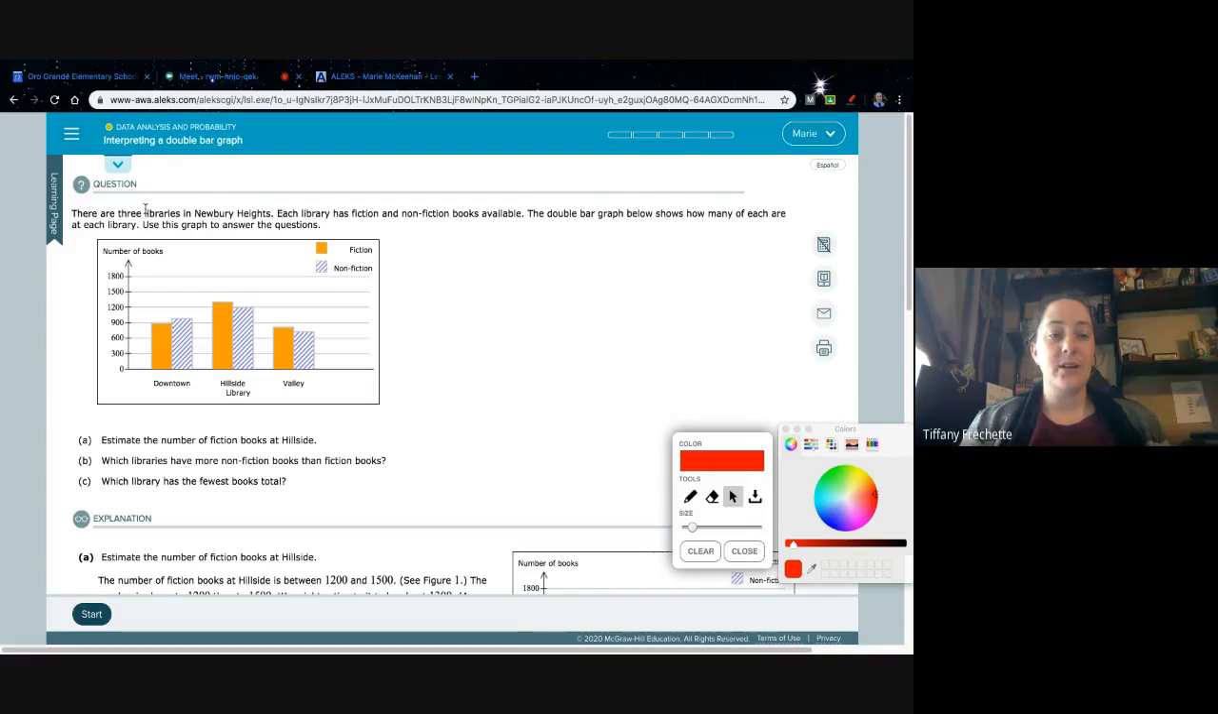So this says there are 3 libraries in Newberry Heights. Each library has fiction and nonfiction books. The double bar graph below shows how many of each are at each library. Use the graph to answer the questions below.